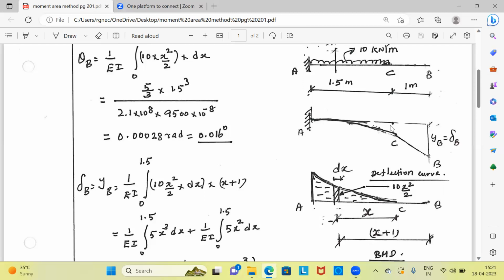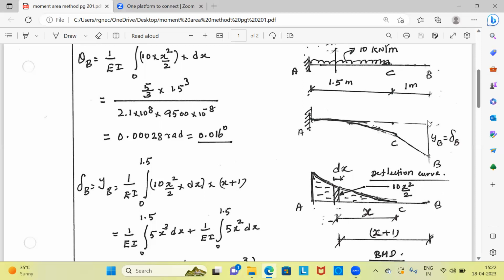From A you are drawing a tangent. From B you are dropping the vertical intercept. That is denoted by YB, and this YB happens to be equal to delta B. That is the deflection at B. Please note, deflection is not given by Moment Area theorem directly. It is given indirectly. The theorem gives the vertical intercept on a particular tangent.